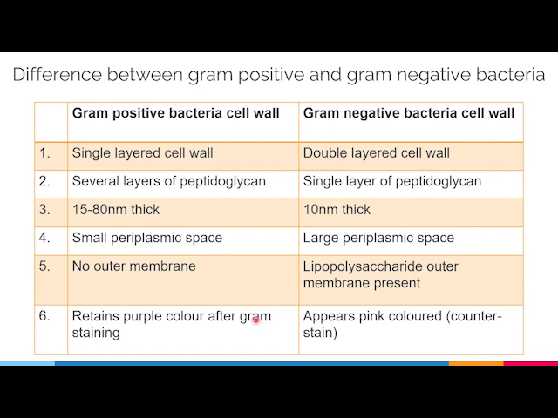And after the entire process of gram staining, gram-positive bacteria retain a purple color, while gram-negative bacteria appear pink via the counterstain. So this is essentially the difference between gram-positive and gram-negative bacteria. We'll learn in the next slide how exactly the staining procedure works to differentiate between them. But the essential thing is the baseline: there are two types of bacteria depending on the cell wall characteristics, and using gram staining, we can differentiate between them. Does anyone have any questions regarding this?